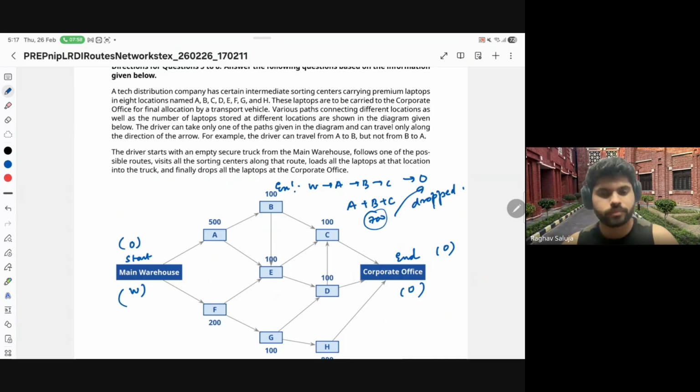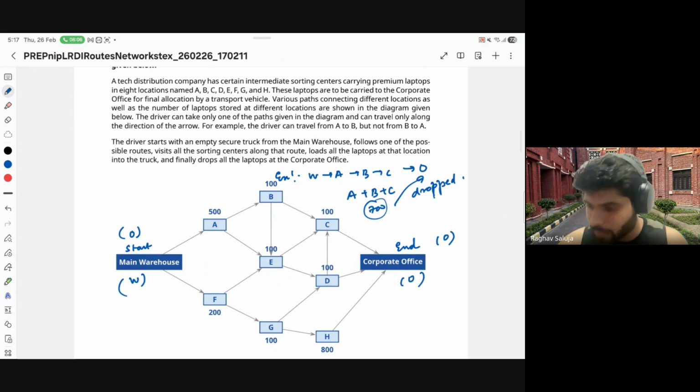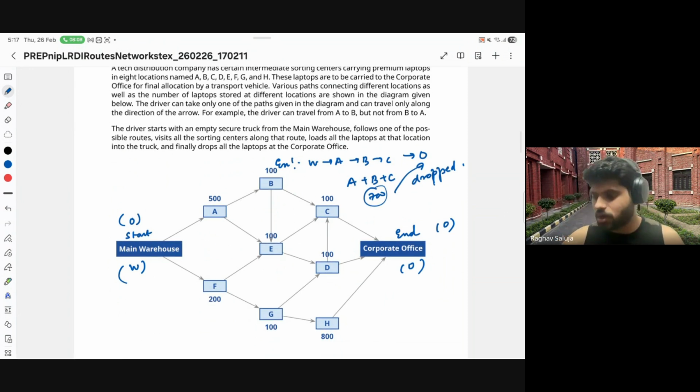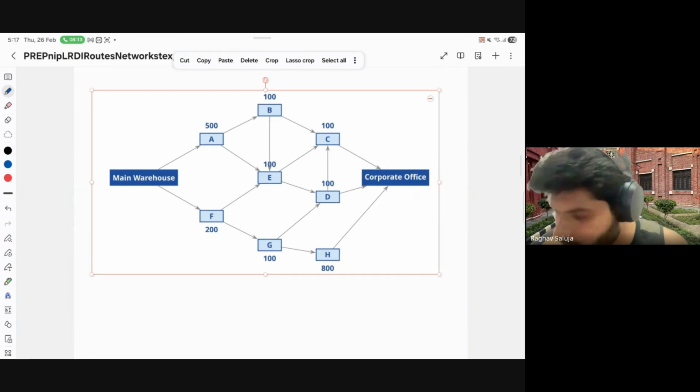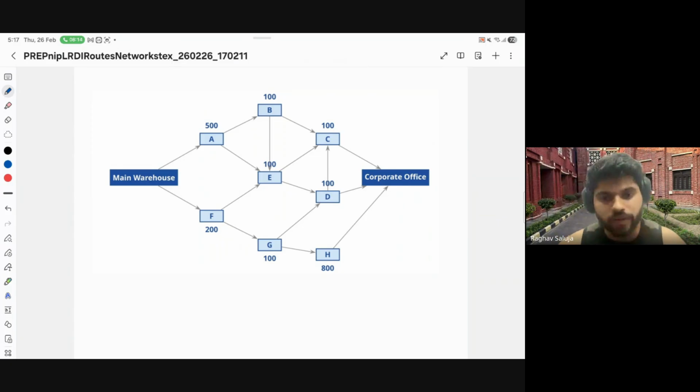I hope the set is clear now. Now, write node values. You can see all the node values clearly. I have pasted the same figure here. Can you clearly see all the node values?